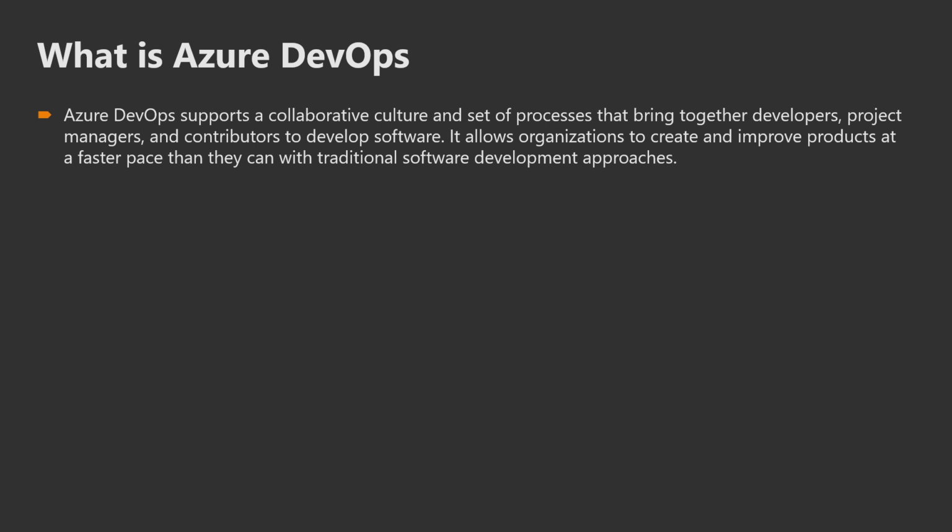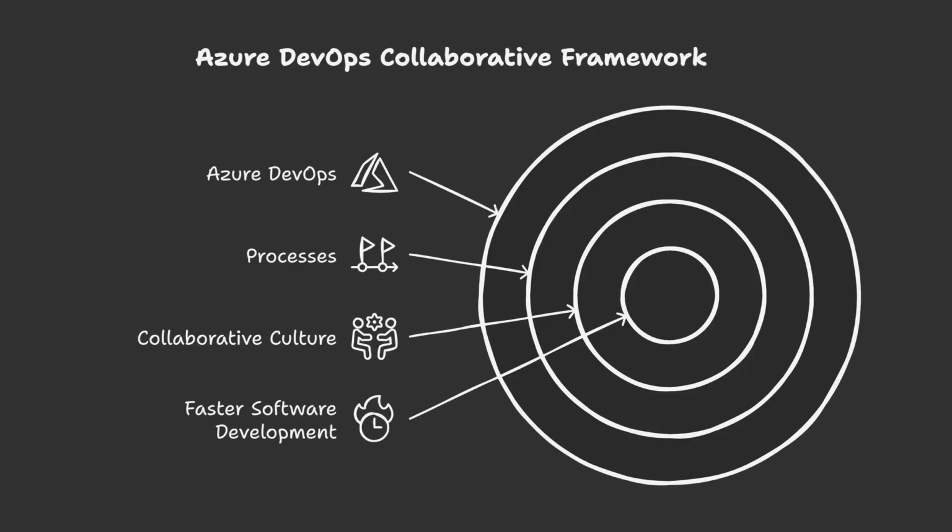Okay, so with Azure DevOps, developers, project managers, and contributors developing the software can work simultaneously. Right? It allows the organization to create and improve the product at a faster pace than traditional software development approaches. So Azure DevOps is a collaborative framework. Azure DevOps provides us process, collaborative culture, and faster software development. So all these things we have.